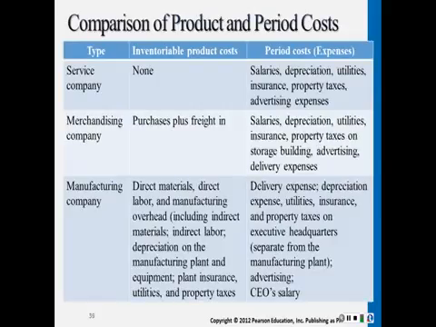This table compares product costs, which are part of inventory, to period costs by company type. Since service companies do not produce or sell products, they have no product costs. Merchandising companies purchase their inventories and have similar expenses to a service company, with the addition of delivery of the inventory. Manufacturing companies are the most complex. They have 3 product costs plus period costs. Note that the period costs are all related to selling and administrative type expenses.